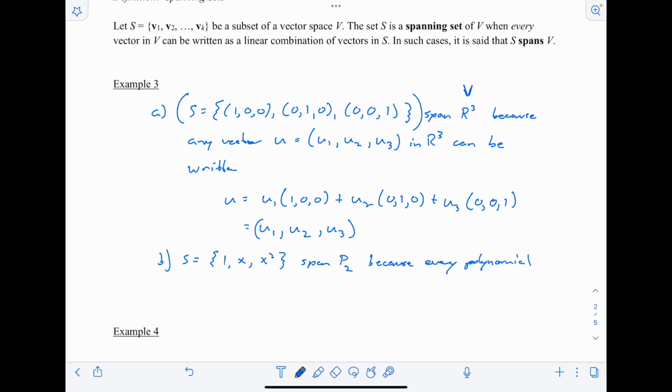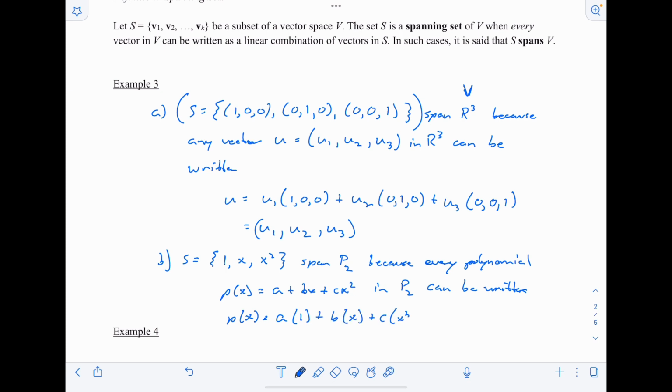or I'll say it this way, that every polynomial function, basically written as P of x equals a plus bx plus cx squared, in P2 can be written as P of x equals a times 1 plus b times x plus c times x squared, okay? Which is going to give us, obviously, a plus bx plus cx squared. Now, let me just make clear what I did here. So basically, I created this set 1, x, and x squared, and we know that a polynomial of the second degree is written in this form.